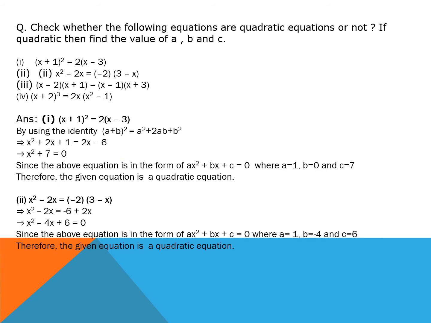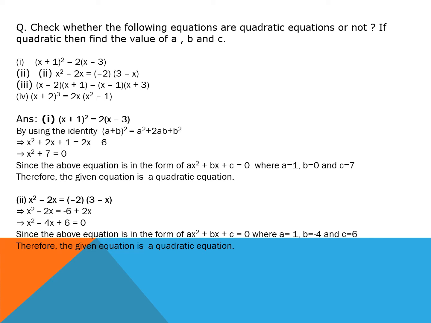Let us solve a few equations and check whether they are quadratic equations or not. The first part, (x plus 1) whole square equals 2 into (x minus 3). By using the identity (a plus b) whole square equals a square plus 2ab plus b square, we will solve this equation and get x square plus 7 equals 0. Since the above equation is in the form ax square plus bx plus c equals 0, where a is equal to 1, b is equal to 0 and c equals 7, the given equation is a quadratic equation.